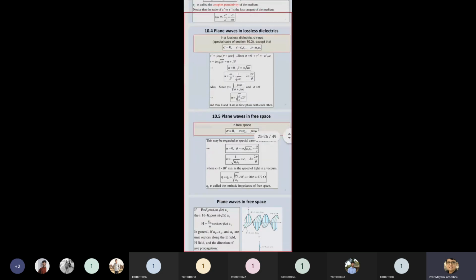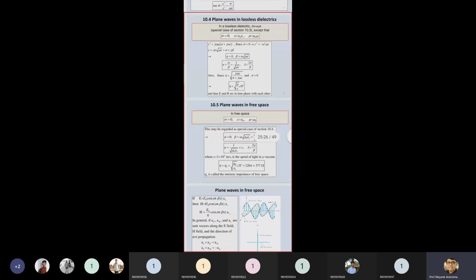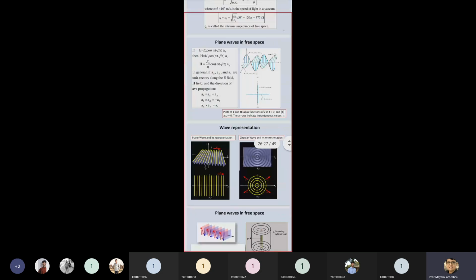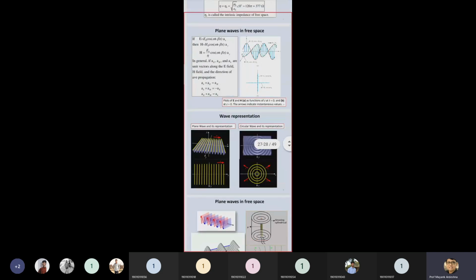One is for the plane wave in a lossy as well as a lossless dielectric. In the same way, you can also derive for the plane wave in free space. So eta changes, where eta is nothing but the square root of mu 0 upon epsilon 0. And if I put the values of mu 0 and epsilon 0 for free space, you get the impedance of free space as 377 ohm. So I think we already discussed this part. This is the representation of the plane wave, the direction as well as the magnitude part.